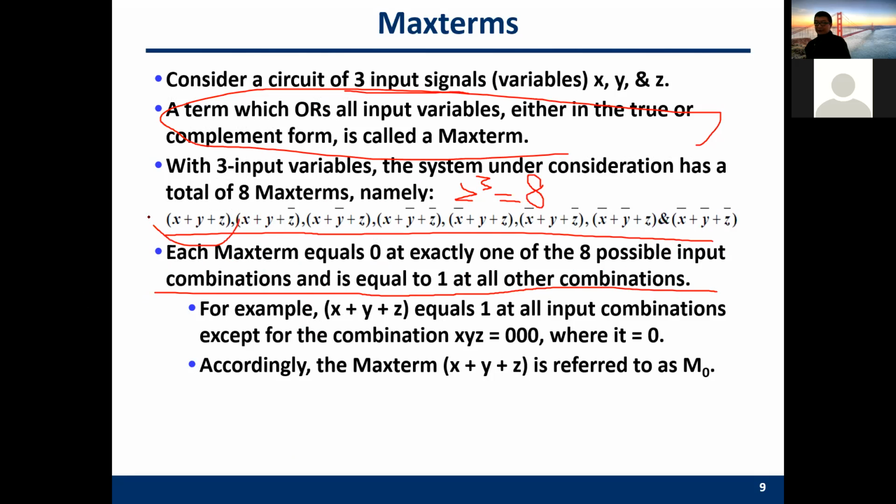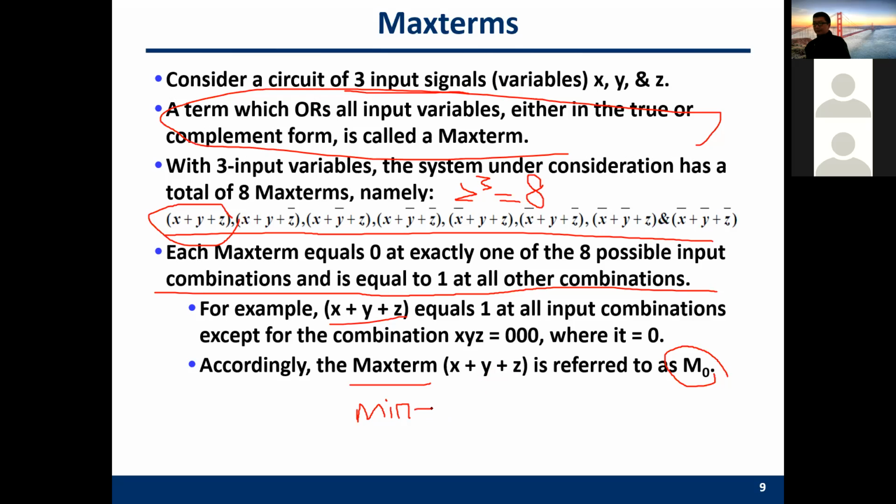For example, for this max term, only when x, y, and z are all zeros, the value is zero. Otherwise, if any of them is one, then the output is one. So this max term is the capitalized F zero, which is also equivalent to the first row in the truth table. So you can see that both the max term X or Y or Z and the min term X bar Y bar Z bar are equivalent to the first row of the truth table. And these two are also equivalent.